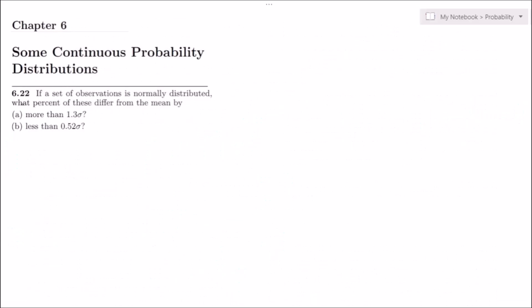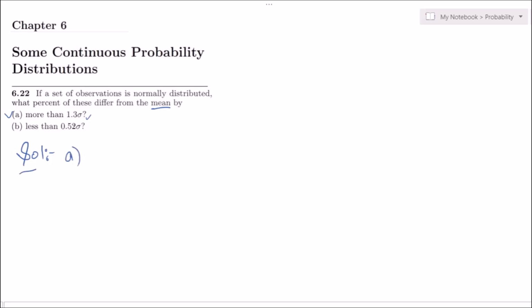This is the exercise problem 6.22, and the statement of this question is: if a set of observations is normally distributed, what percent of these differ from the mean by part A, more than 1.3 times sigma, or 1.3 times the standard deviation, B, less than 0.52 times sigma, or 0.52 times the standard deviation. Okay, so let us first solve part A of my question. So the solution.